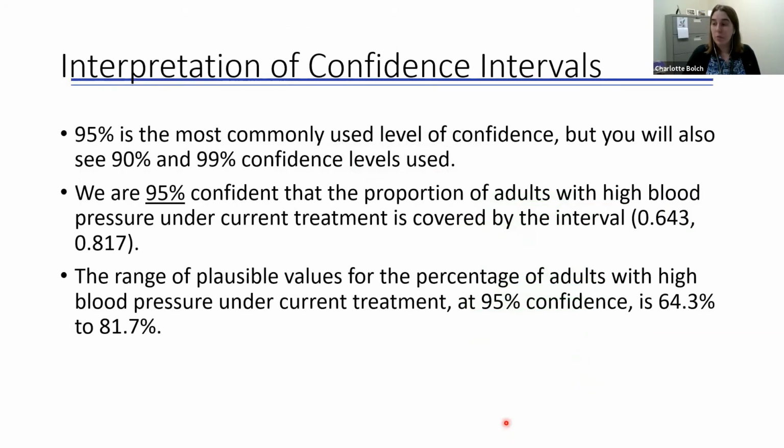And so when we're interpreting a confidence interval, we usually use 95%, but we can also use 90% or 99% sometimes. And there's 2 interpretations here on the slide. So we can interpret that confidence interval as: we are 95% confident that the proportion of adults with high blood pressure under current treatment is covered by the interval 0.643 to 0.817.